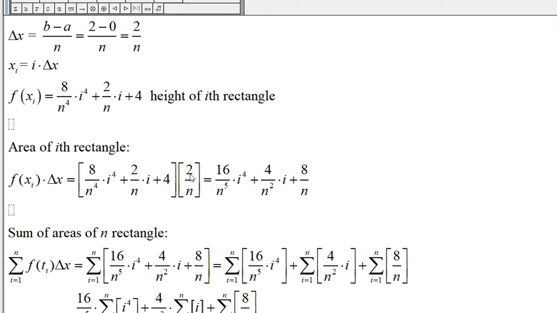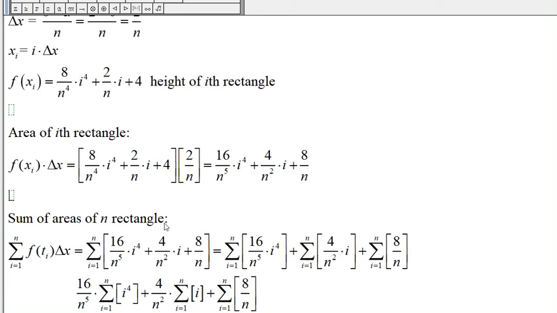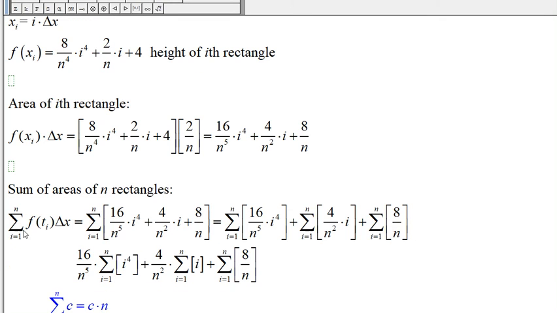And then multiply this out, we get 16 over n to the fifth times i to the fourth, plus 4 over n squared times i, and then plus 8 over n. So this is the area of the ith rectangle. And now we want the areas of n number of rectangles, and so we'll do the summation from 1 to n. So this is the sum of areas of n number of rectangles.